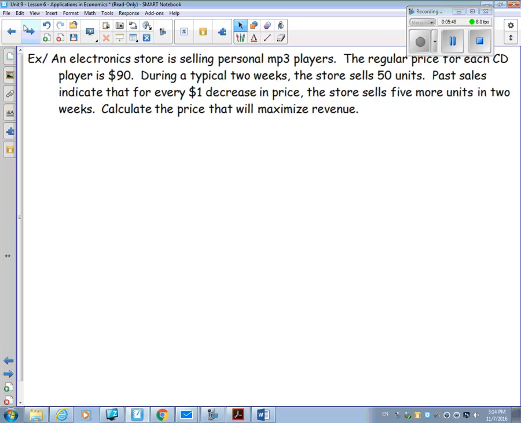Okay, so let's take a look at another example. An electronics store is selling personal MP3 players. The price for each CD player is $90. I should say MP3 player. During a typical 2 weeks, the store sells 50 units. Past sales indicate for every $1 decrease in price, the store sells 5 more units in 2 weeks. Calculate the price that maximizes revenue.